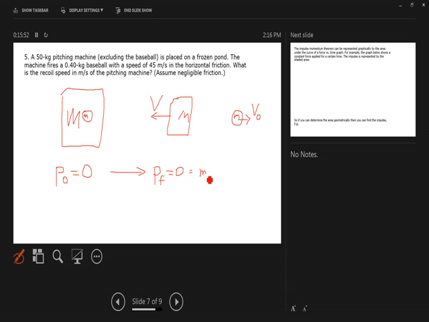The ball moving off with velocity v0 and the machine moving off with velocity capital V. So we've got some numbers up here. We've got the mass of our machine and the mass of our ball and the speed that the ball leaves the machine with. I think you can take that from there.